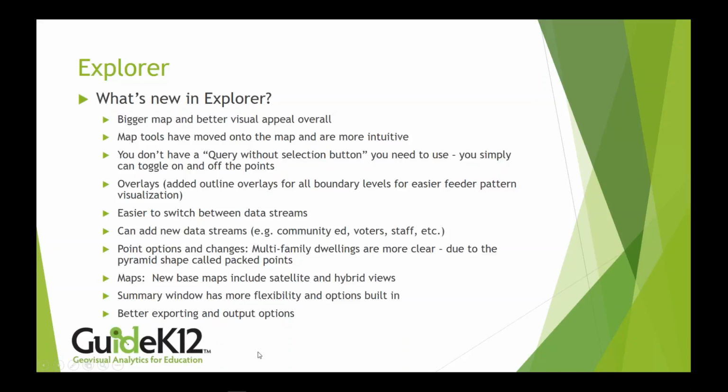Maps, we have new base maps, which now include satellite and hybrid views, as well as some additional Google map layers such as transit, real-time traffic, and bicycle route maps. The summary window is more flexible and has more options built into it. We'll talk about that when we're demoing it. And there are better exporting and output options.